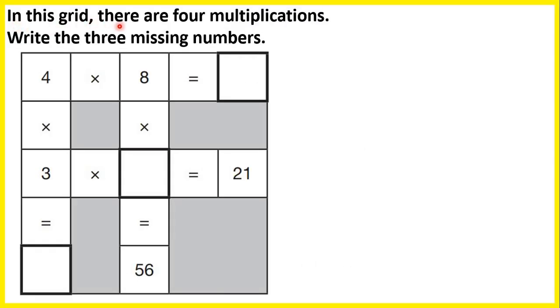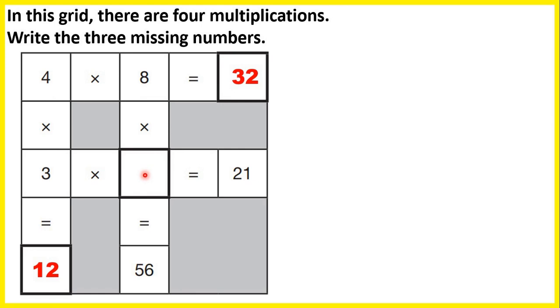In this grid, there are 4 multiplications. Write the 3 missing numbers. So for this box here, in front of it, we have 4 times 8 equals, so that's 32. And for this box here, above it, we have 4 times 3 equals, so that's 12.